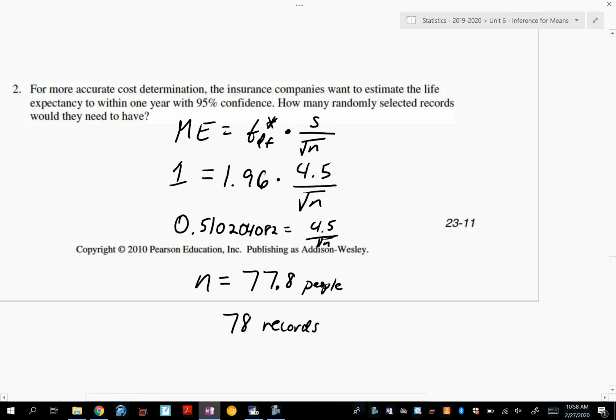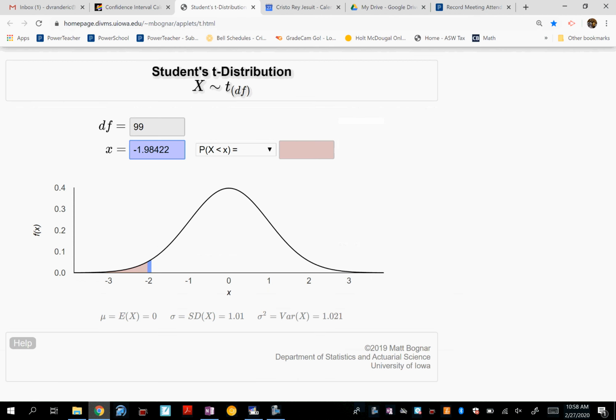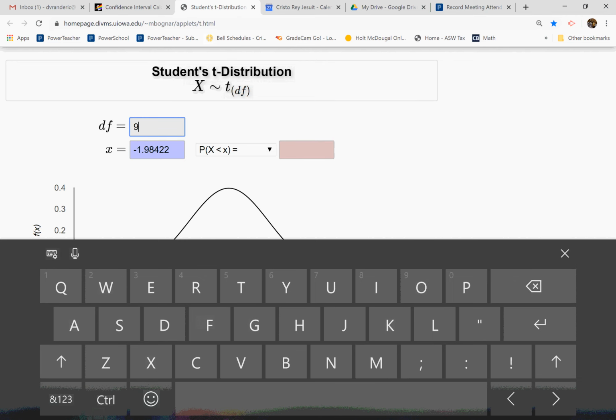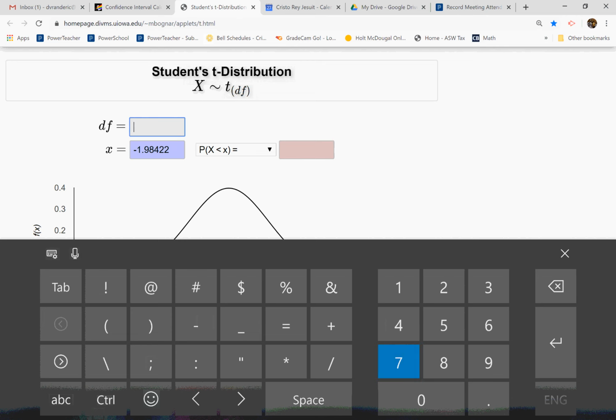But here's the problem, guys. That was using Z-star. Now watch this, and you don't have to write this if you don't want to. If I say my sample size is 78, what's my degrees of freedom? 77. So I'm going to go back to this little applet and type in 77.